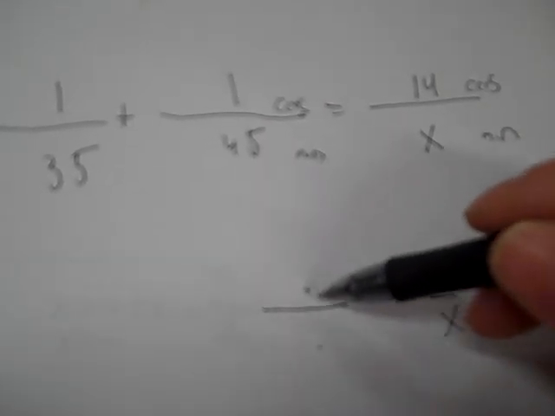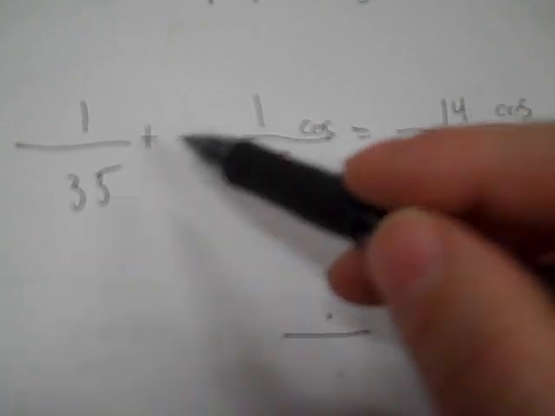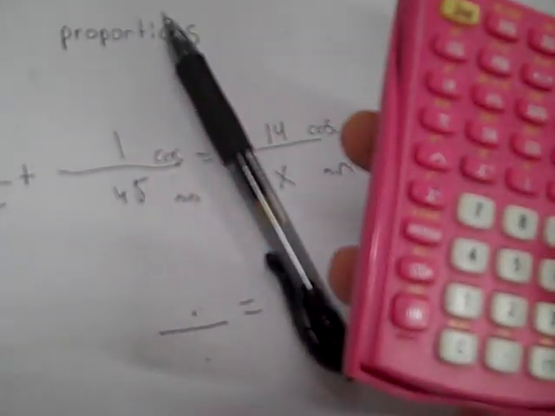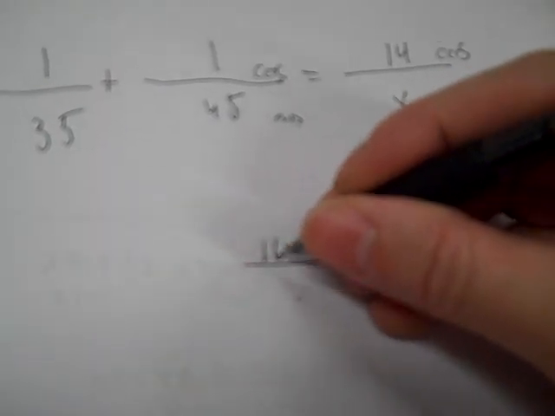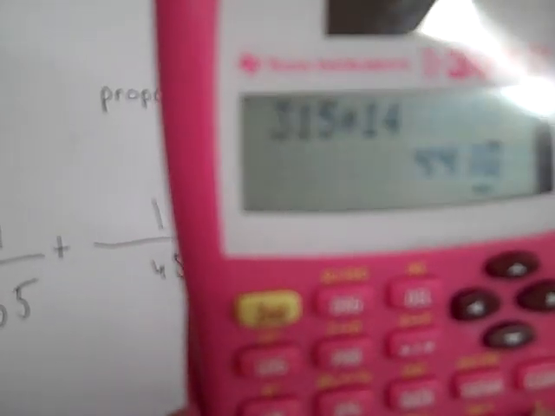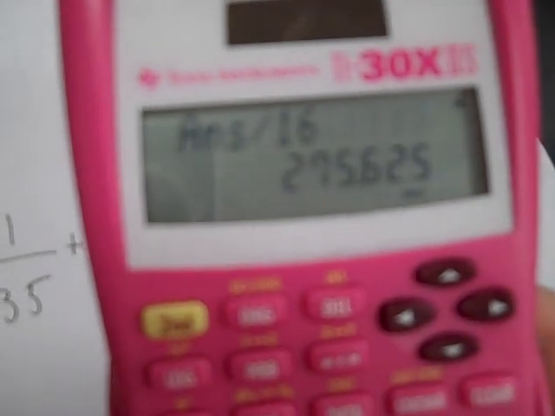And then to find the ratio here, I need to simplify by adding these together. So I go 1 over 35 plus 1 over 45, and I got 16 over 315. And then I can just cross multiply and divide. Okay, so I can take 315 times 14, divided by 16. That's going to be 276. Okay. 276 minutes, and you can leave your answer in minutes.